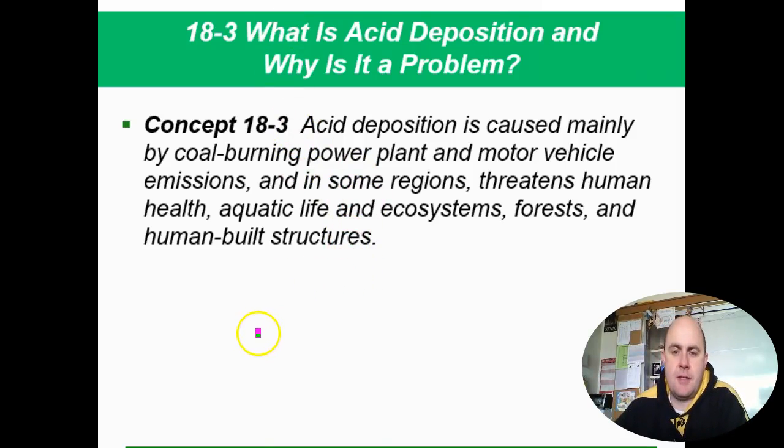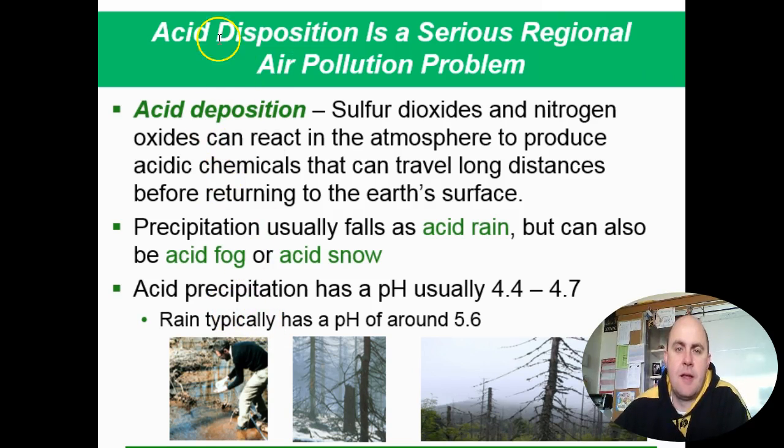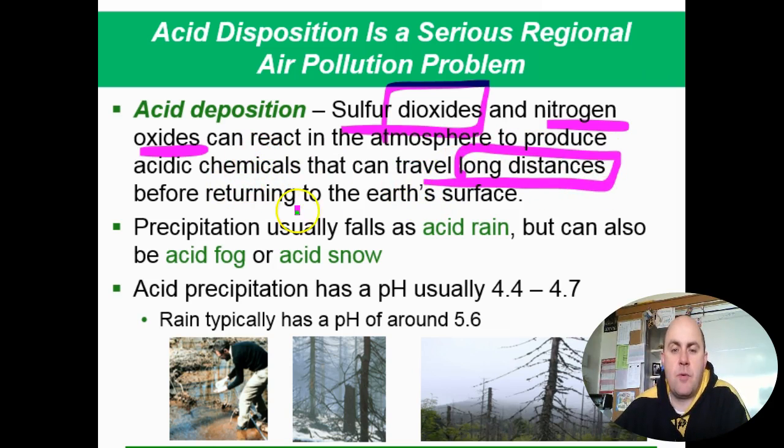Let's talk about acid rain a little bit. So acid rain is caused by sulfur dioxide and nitrogen oxides that react in the atmosphere with water to produce the acid rain. The thing about these chemicals is that they can travel long distances before they get back to the Earth's surface, and so they cause regional problems, not just local ones.